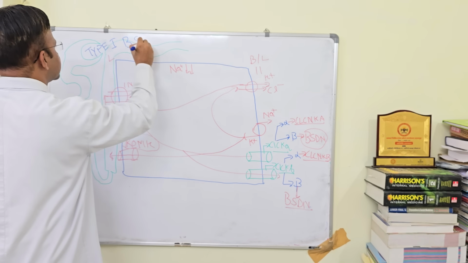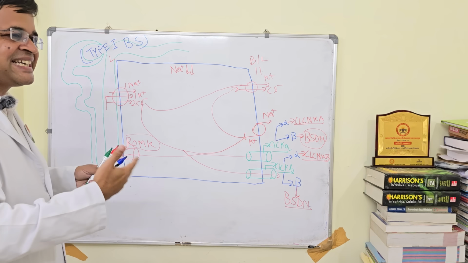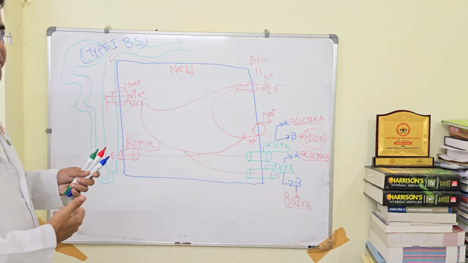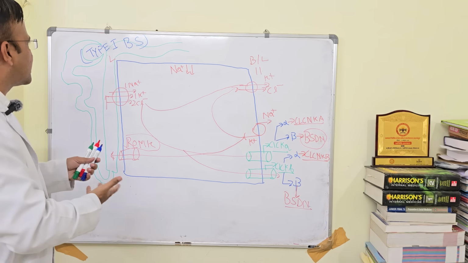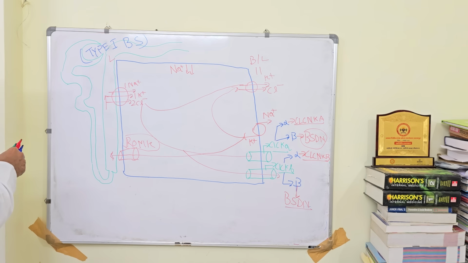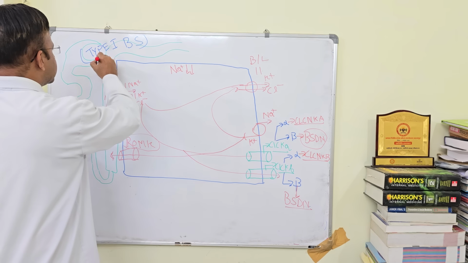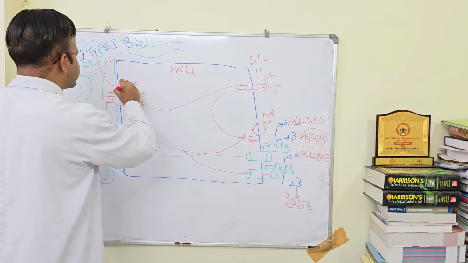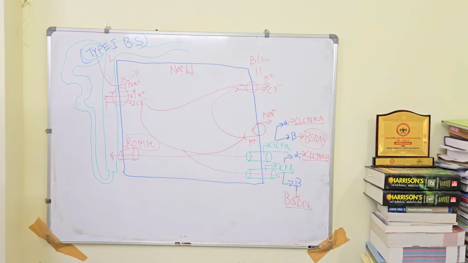Let's write in short form BS. Type 1 Bartter syndrome is also called antenatal Bartter syndrome or neonatal Bartter syndrome, because of its early onset. Type 1 Bartter syndrome will have a direct effect on this ion channel.